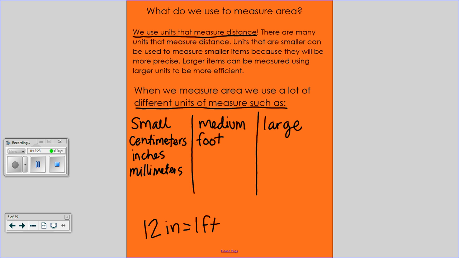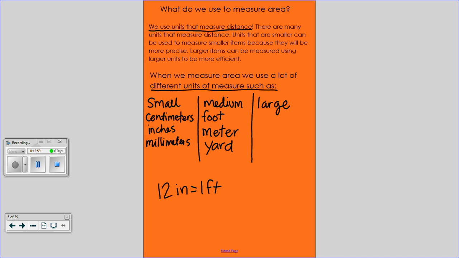What else might be a medium unit of measure? Maybe I want to measure a desk. Ava? Okay, pause. I want to know what else might be a medium unit of measure. Gabriella? A meter. Jackson? A yard. Jackson, do you know how many feet are in 1 yard? 2 or 3. 3. So 3 feet equals 1 yard. So if I get 3 feet stuck together, that will be equal to 1 yard.